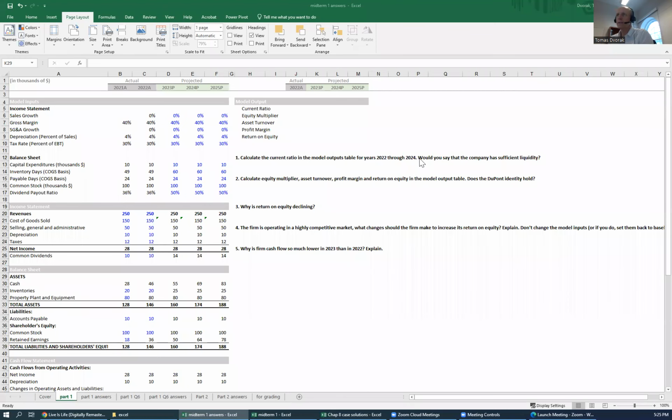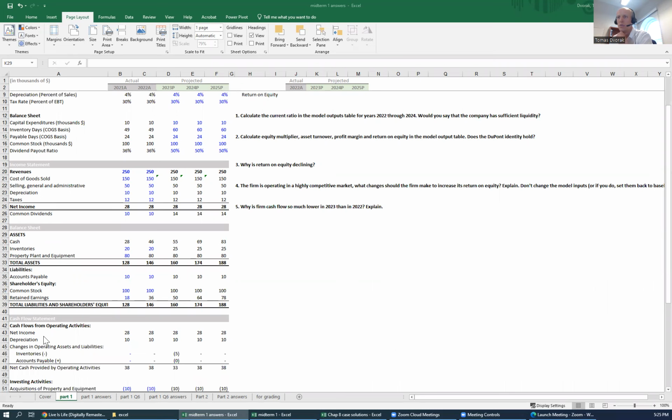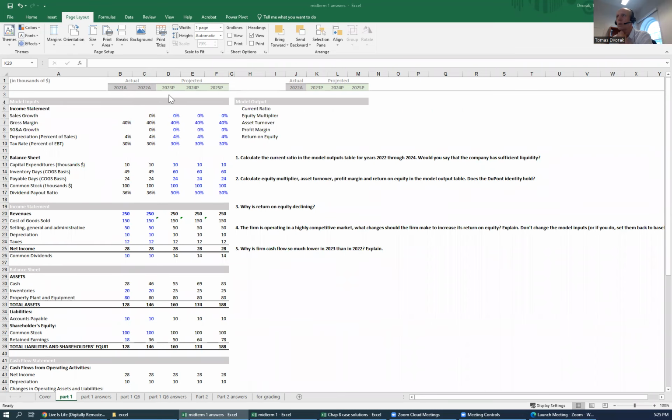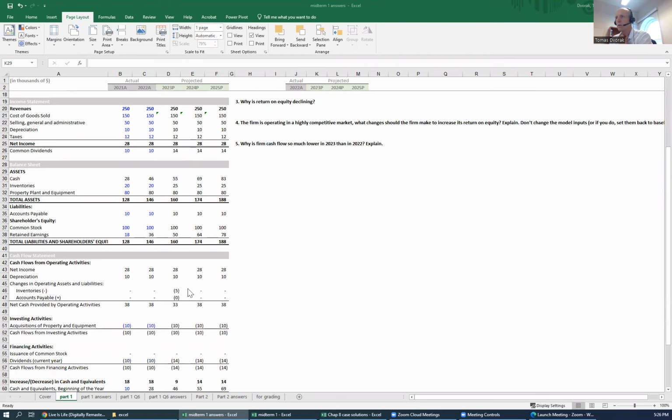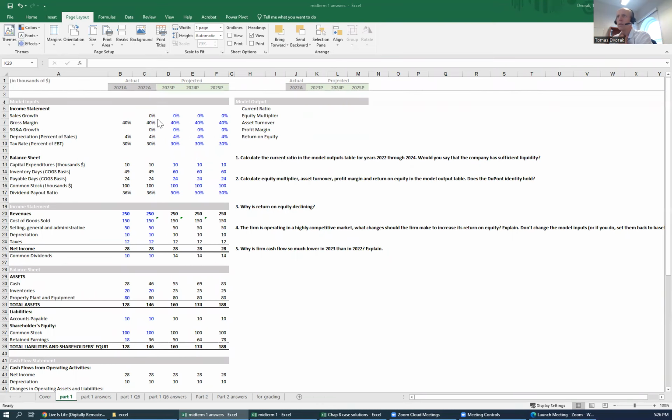In part one of this exam, we've got a financial model with income statement, balance sheet, cash flow statement. We've got some actual numbers, some projected numbers. It looks like we're going to have to calculate some ratios, talk about return on equity and other things. So this model looks like it's already all completed. Balance sheet balances. We've got sales growth inputs, balance sheet inputs. That's all hard-coded. Let's get to the first question.